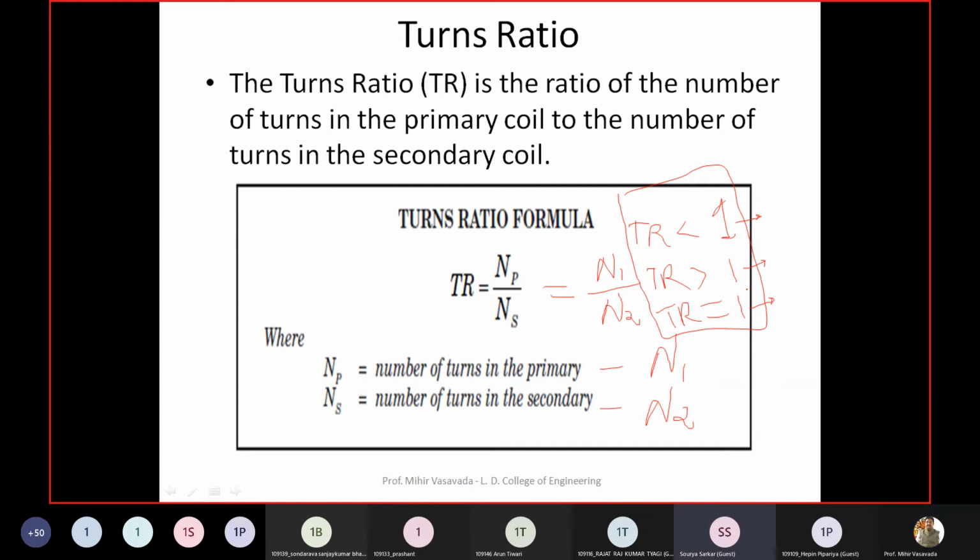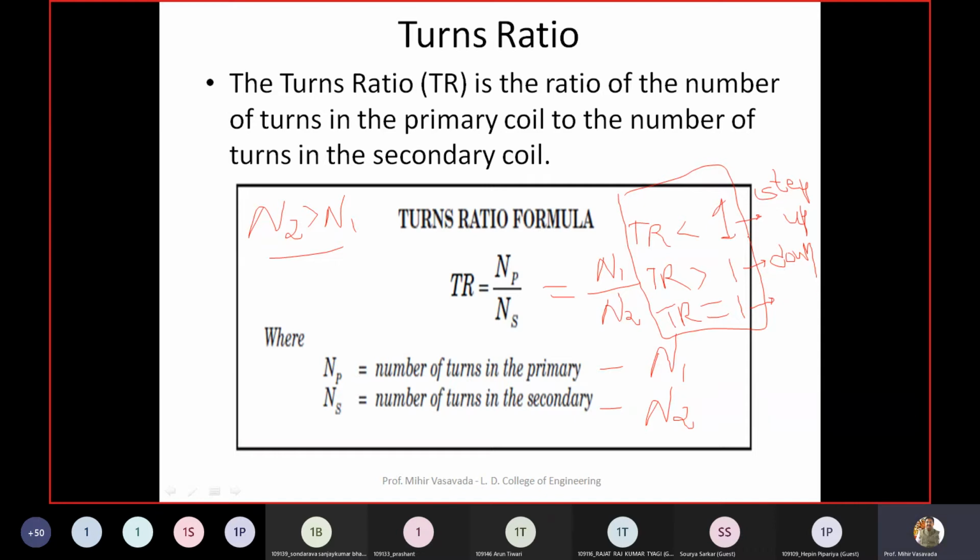TR less than 1, sir, it will be step up. Why? Sir, because the number of turns in the secondary coil is greater than the number of turns in the primary. If TR is less than 1, then N2 is greater than N1. Secondary will have more turns compared to primary, so it will be a step up transformer. Obviously, here the things are reversed, so it is a step down transformer.